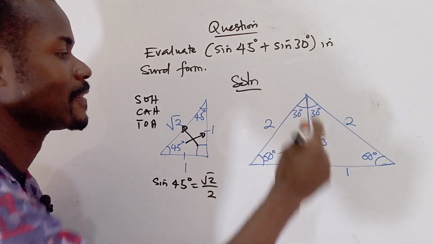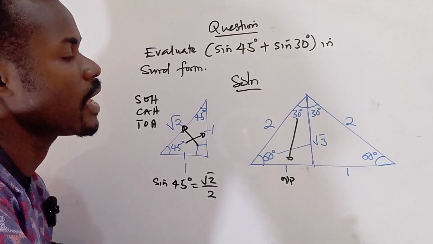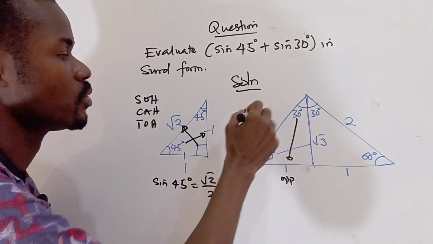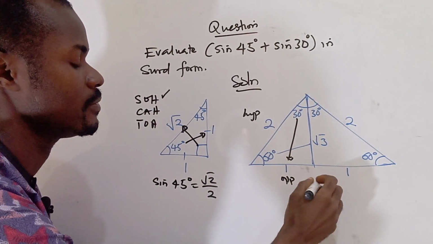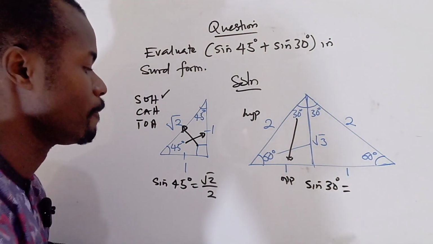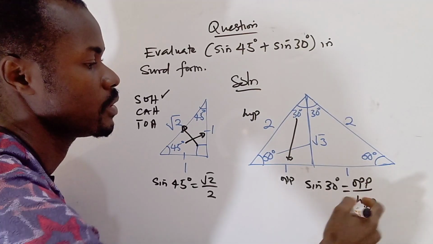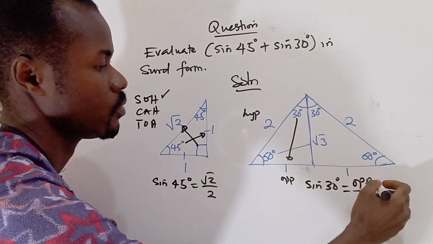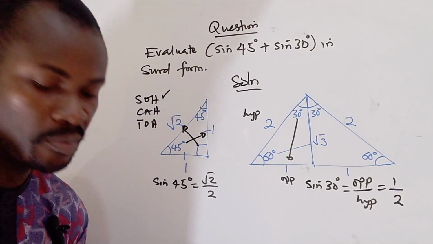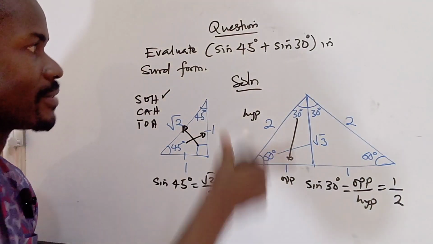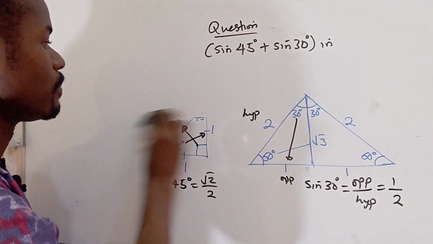Now the next thing is our sine 30. This is our opposite, and this is our hypotenuse. So my sine 30 degrees is going to be our opposite over hypotenuse. Opposite here is 1, so we have 1 over hypotenuse, which is 2. Now, having gotten this, we can now solve this. All right, so let's solve the problem.